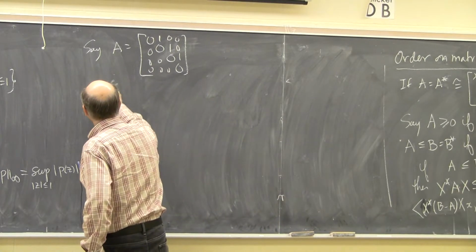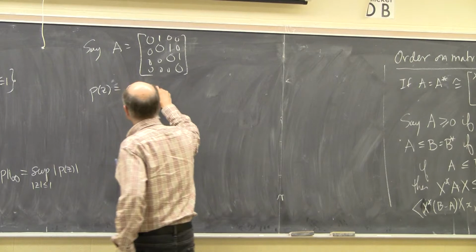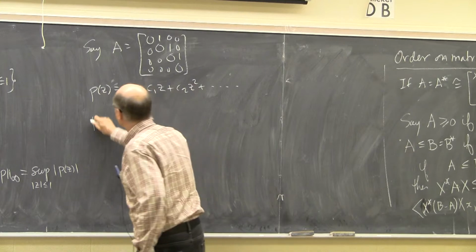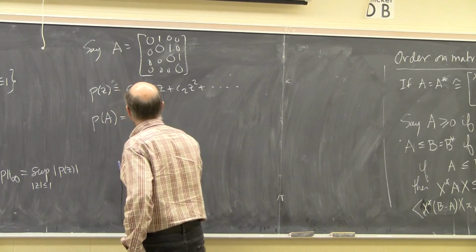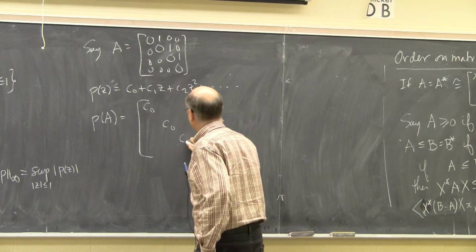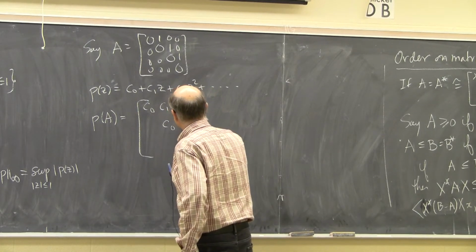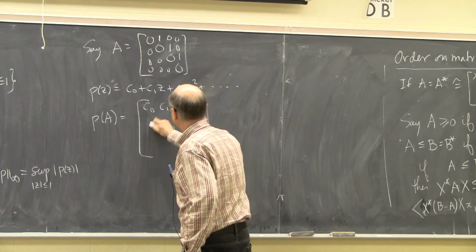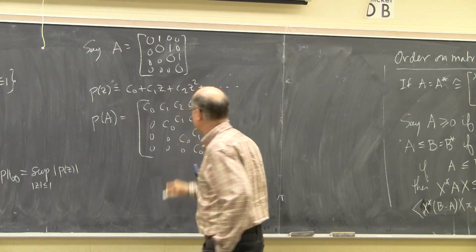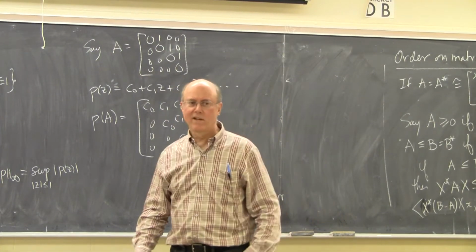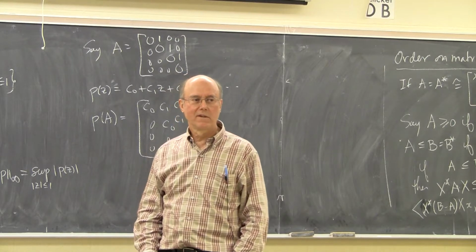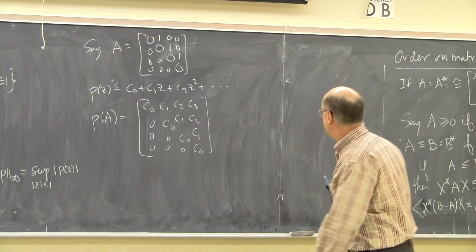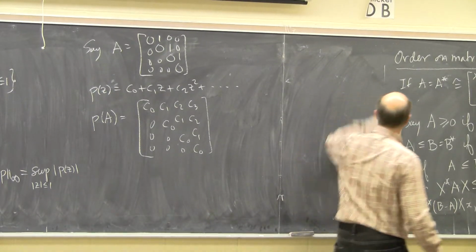So if P of z is equal to c_0 plus c_1 z plus c_2 z squared plus higher order terms, then P of A looks like c_0 down the diagonal, c_1 here, c_2, c_2, c_3. It's a nice formula, but now it's not so easy to compute the norm. So it's not clear what we should expect in von Neumann's question there.